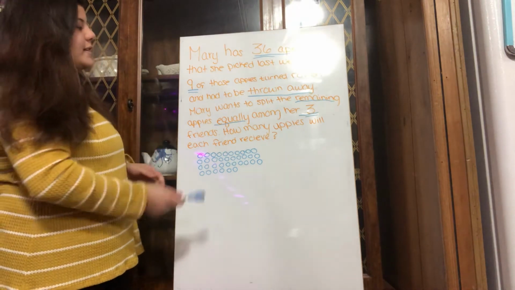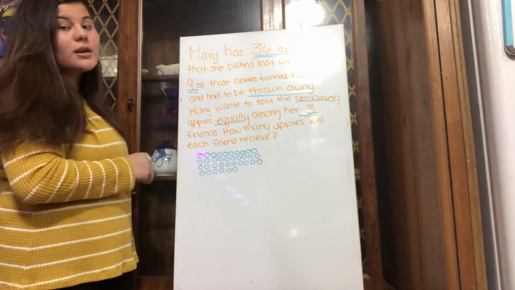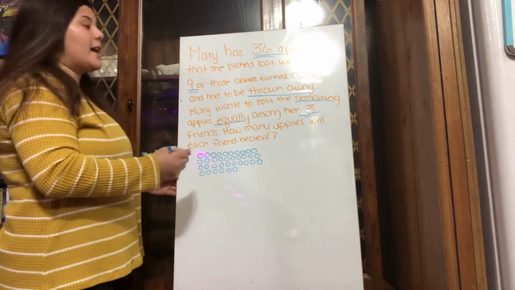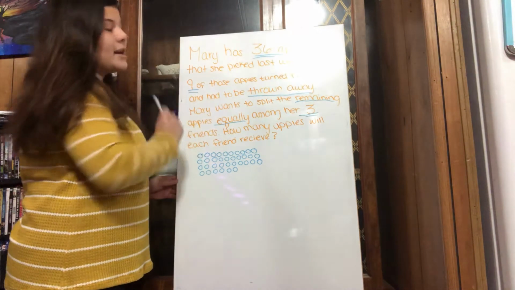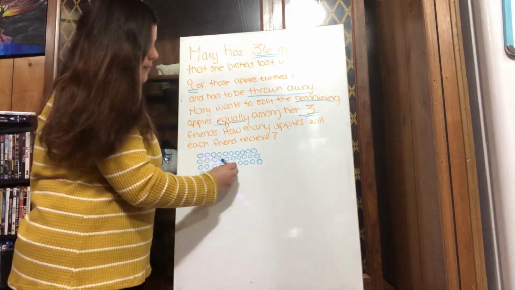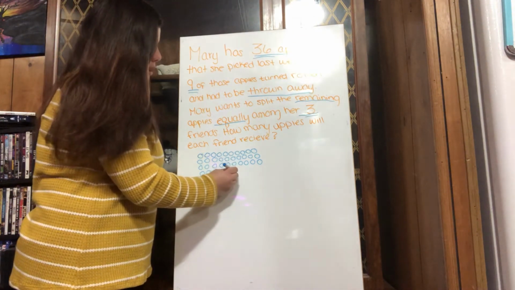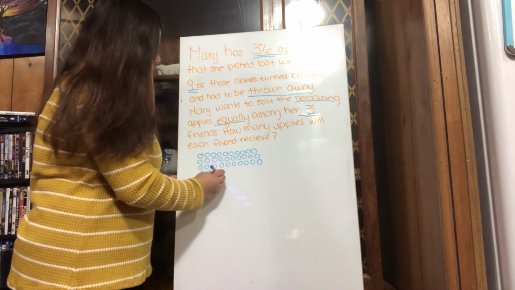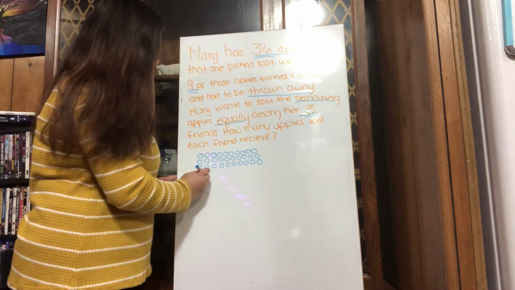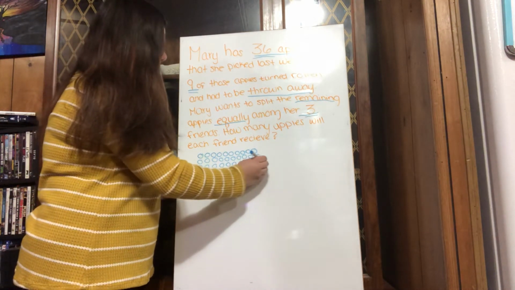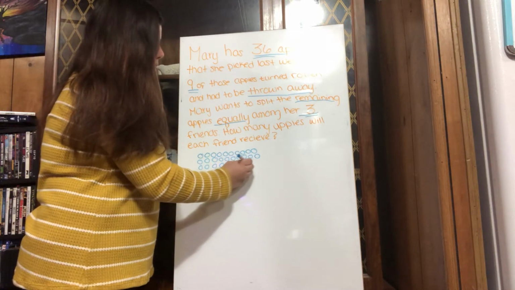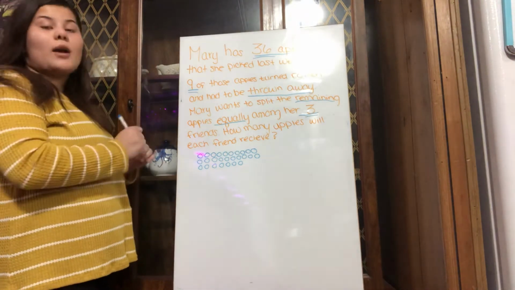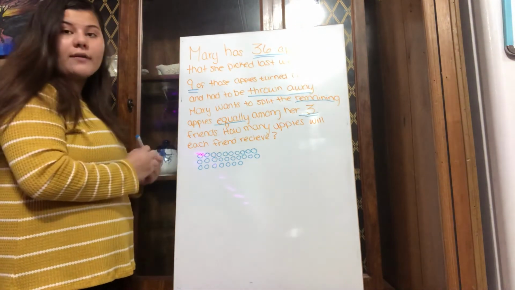And I know that I have to take 9 of those apples away because they went rotten. So I'm gonna go ahead and erase my 9 apples that I'm not counting for. So 1, 2, 3, 4, 5, 6, 7, 8, 9. So I took away my 9 apples, and I want to see how many are left.